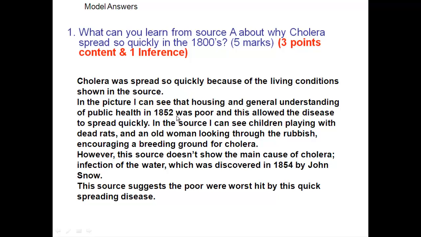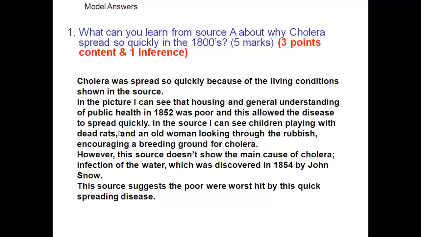In this source I can see children playing with dead rats, again the mark, and an old woman looking through the rubbish, encouraging a breeding ground for cholera, the mark. However, this source doesn't show the main cause of cholera, infection of the water, which was discovered later by John Snow in 1854. Use your own knowledge, content, but also the source, the date, another mark there. This source suggests the poor were worst hit by this quick spreading disease.